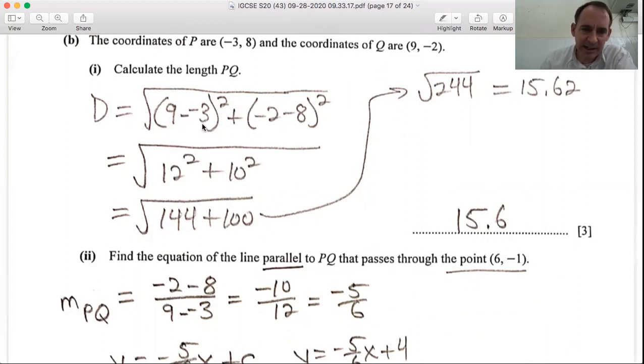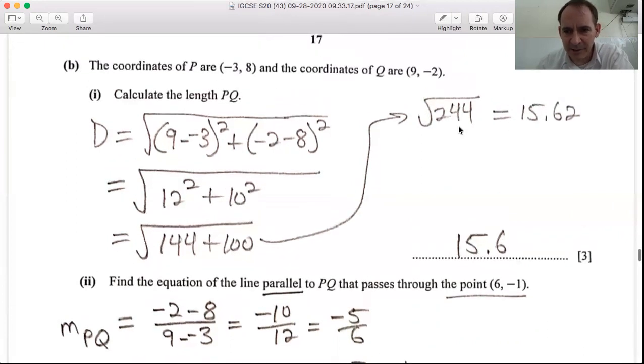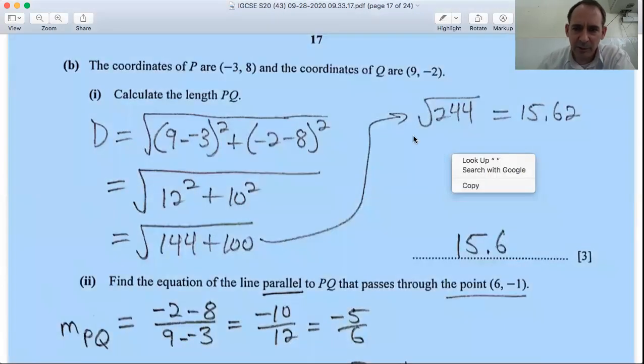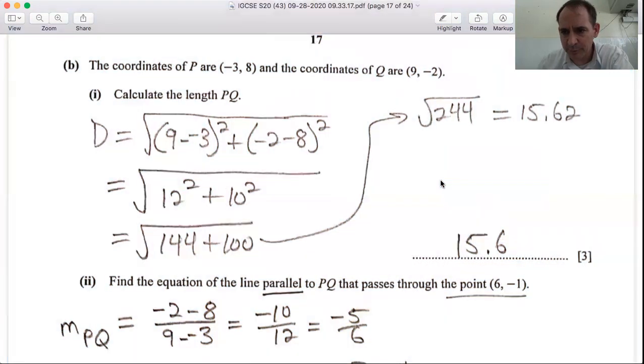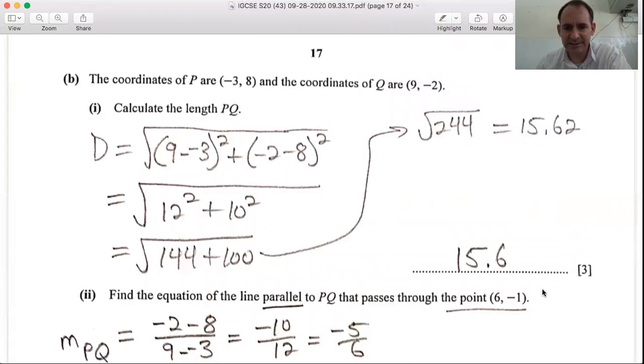So 9 minus a -3 means 9 plus 3, which is 12, squared is 144. -2 minus 8 is a -10. I actually should put a -10 here, but because it's squared, I didn't. That's not really proper work. This should be a -10 squared, which is 100. 144 plus 100 is 244. And then the square root of that is 15.62. To three significant figures is just 15.6.